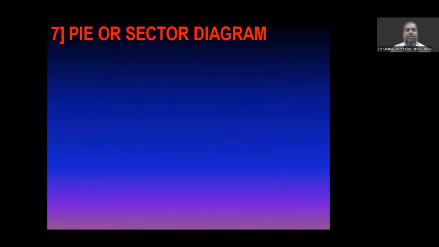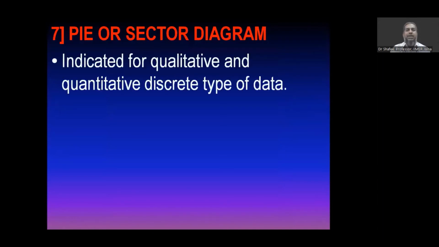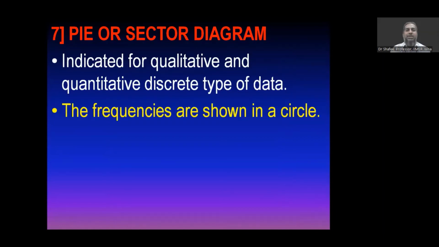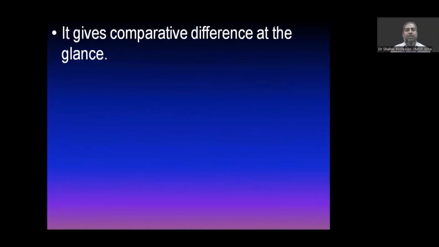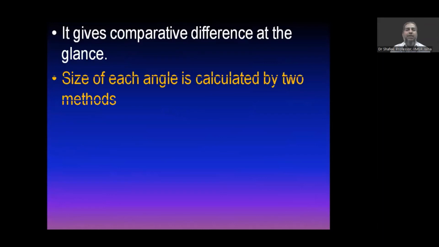Now coming to the pie or sector diagram. It is indicated for qualitative and quantitative discrete type of data. The frequencies are shown in a circle. So there will always be a circle for the pie diagram. All of you know that one circle has a total of 360 degrees. The degrees of the angle subtended by each variable denote the frequency and the area of the sector. At the center of the circle, each observation will form an angle, and that angle will denote the frequency of that particular variable. So it gives the comparative difference at a glance.